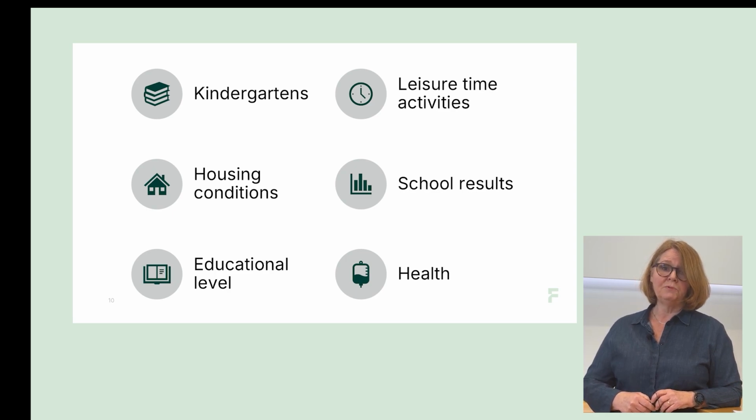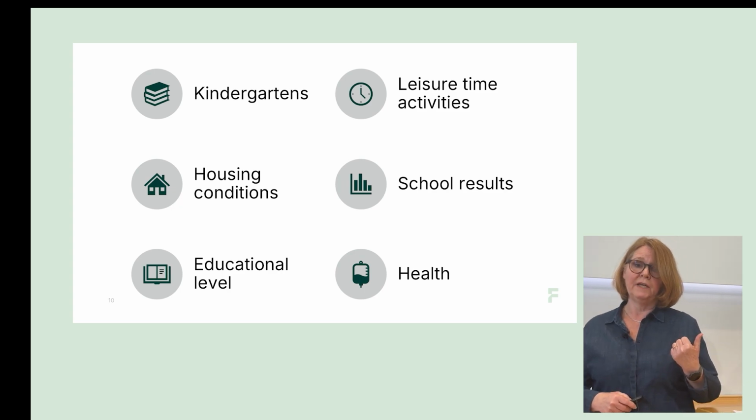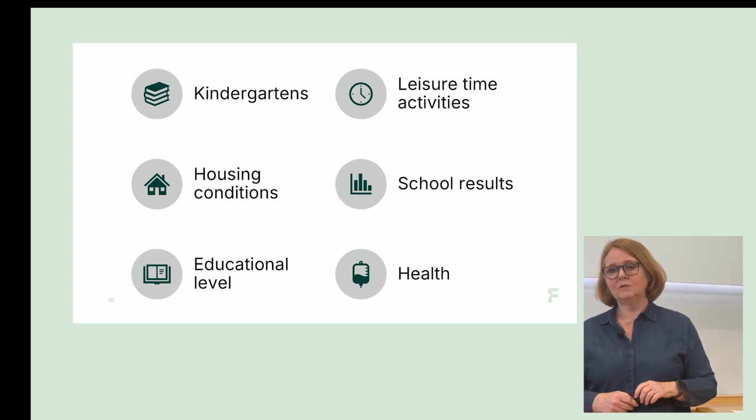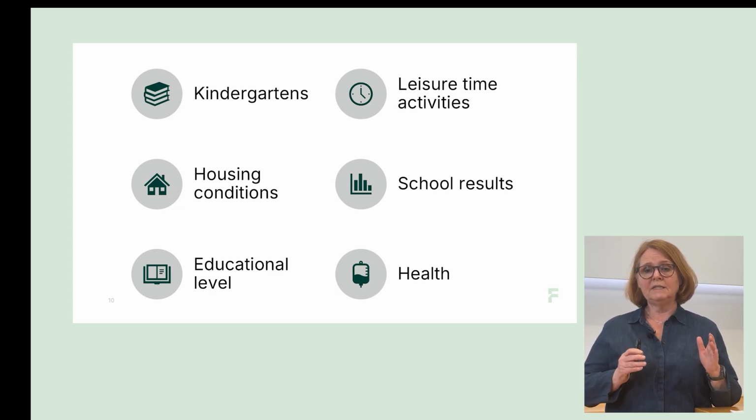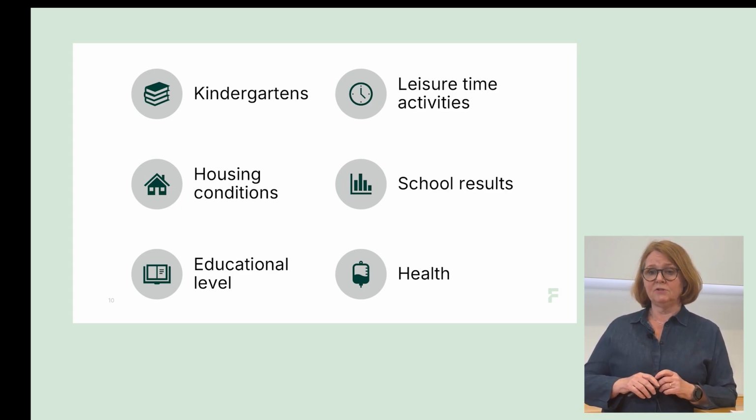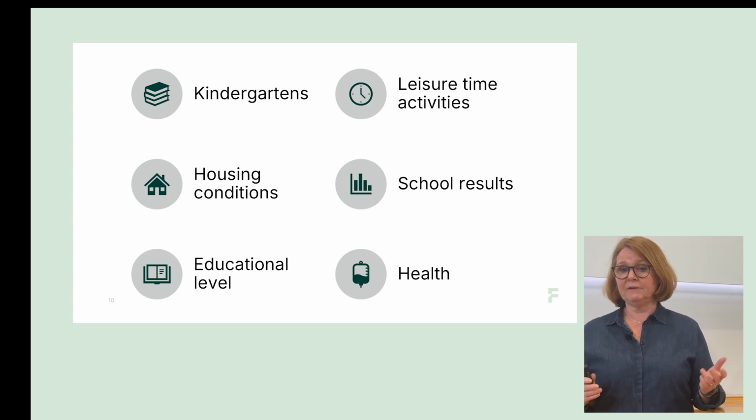According to the review of knowledge presented in the report, growing up in a poor family is associated with lower participation in kindergartens and leisure time activities, poor housing conditions, poor school results, lower educational level, and poor health. I deliberately used the word associated with negative outcomes, and I do so because it is an important question to what extent low family income in itself causes these outcomes, or whether the associations are due to other underlying factors. In many cases, it is hard to say for sure.